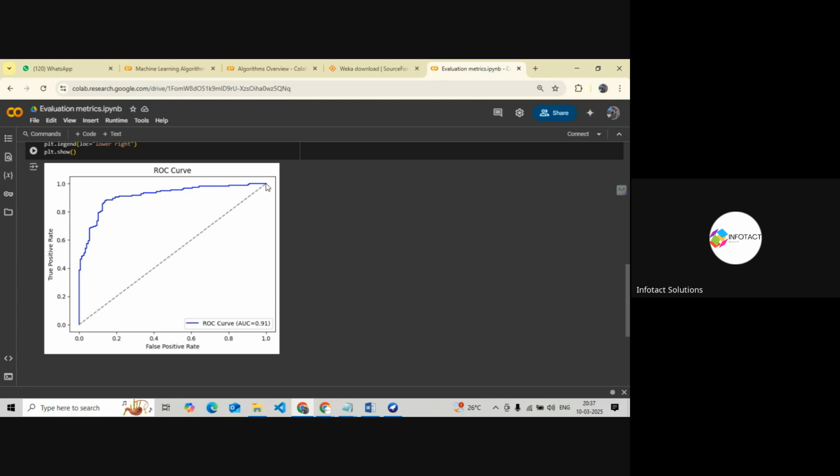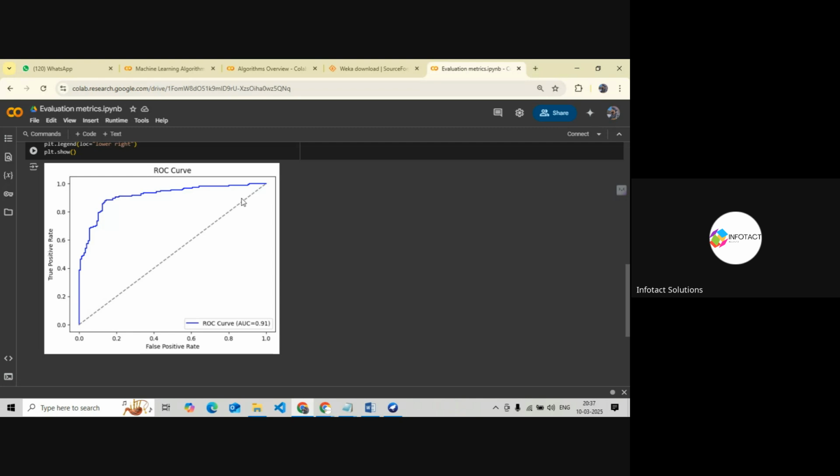The area under the curve, the AUC, measures how well the model separates the classes. If the AUC is close to 1, that is your perfect model. And if the AUC is equal to 0.5, meaning random guessing, that is called a bad model.